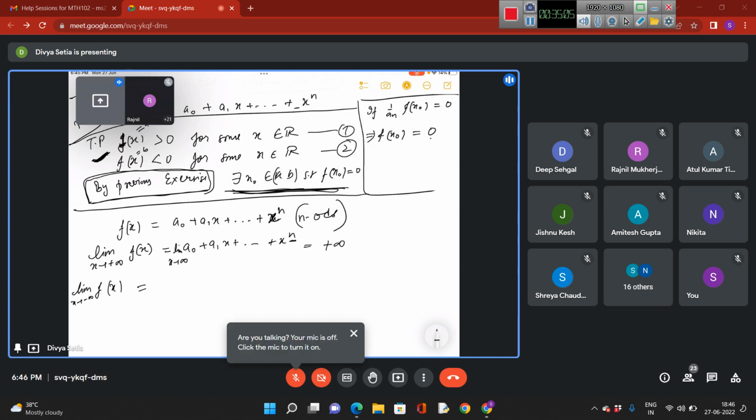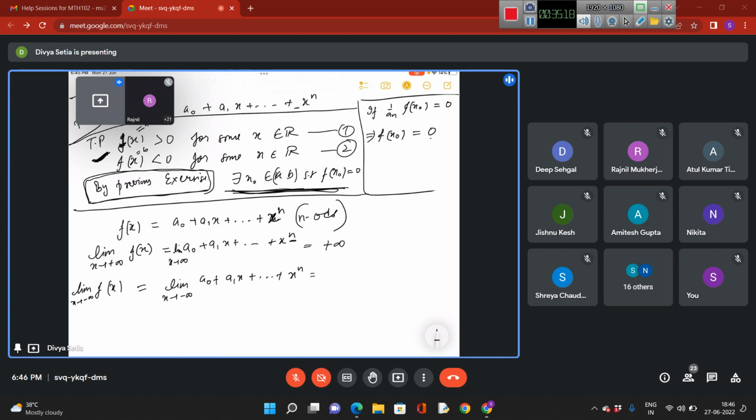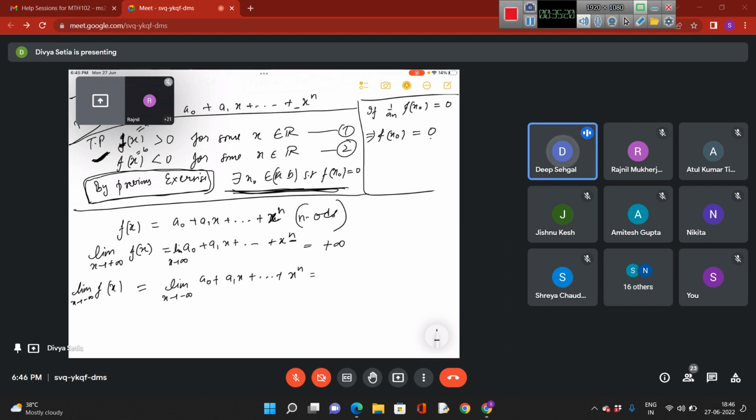If x tends to minus infinity, what will happen? Since the degree is odd, make use of that. It's an odd degree. So if you put any negative number, f(x) will also go to minus infinity.